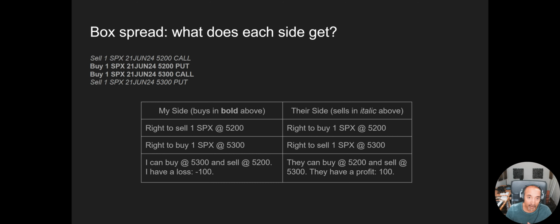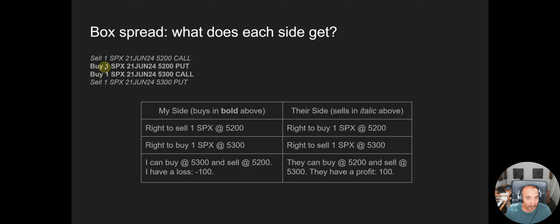Now the bold lines above are my side. The reason they're my side is because I'm buying something. I'm getting something. So that's why there are two buys here. Now, what is the other side getting? Well, the other side is getting these other lines, which are sells. In other words, I'm selling something to this other side. So I get something and they get something. So let's talk about what happens on my side.